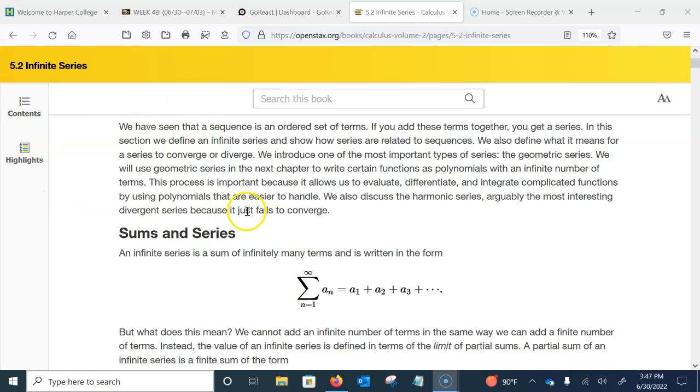Hello class, this is section 5.2. We're going to be looking at infinite series. And in section 5.1 we looked at sequences, and a sequence is just an infinite ordered set of real numbers.